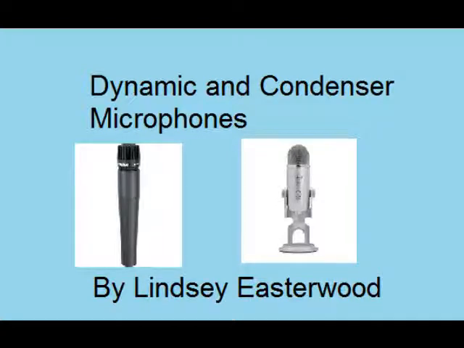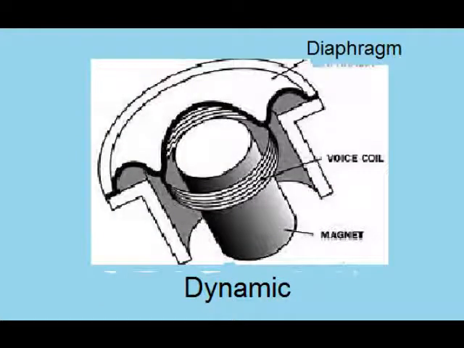A dynamic microphone does this by having a plastic diaphragm that is attached to coils. The coil is wrapped around a magnet. When sound hits the plastic diaphragm, it moves the coil. The coil will then rub against the magnet, making an electrical current.